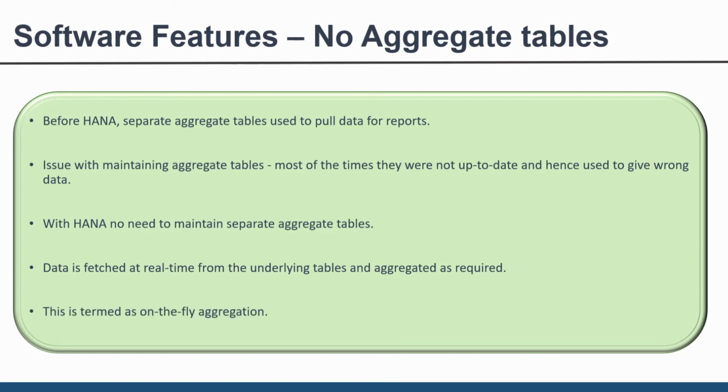This is called on-the-fly aggregation. So HANA has the capacity to do the calculations on the fly, and display the report on the screen. And that is why you do not need any aggregate tables in HANA. Obviously, as a result, the number of tables is reduced in case of HANA. You will discuss this point in one of the next videos also.